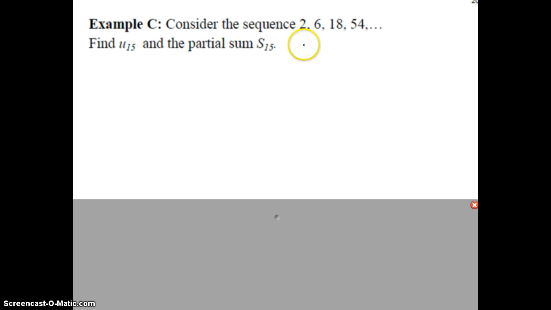Quickly, I can tell that it's not adding the same number each time, so therefore it must be a geometric sequence. If it's a geometric sequence, it means we have a common ratio, and we can find the ratio by taking two consecutive terms and dividing them. In this case, our common ratio is 3. Once I know my common ratio, I can use that information to help me find the 15th term and then the sum of the first 15 terms.